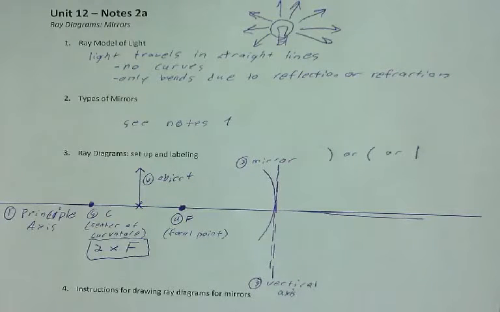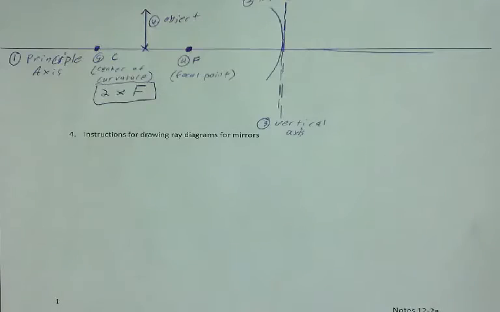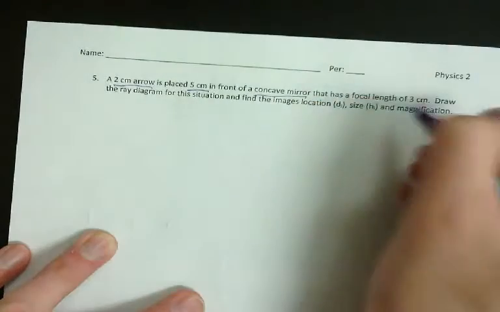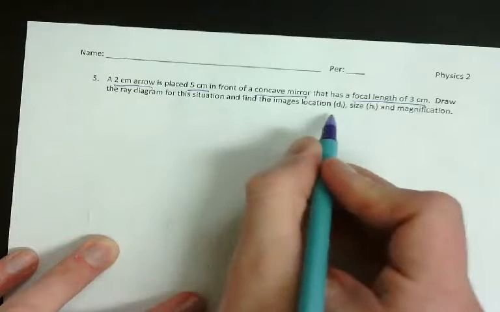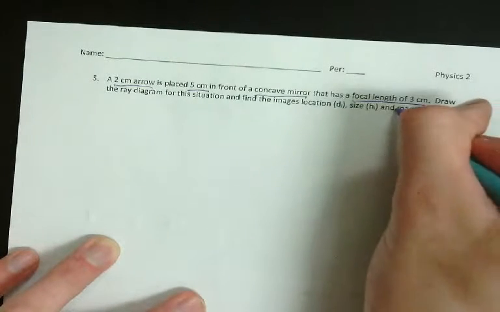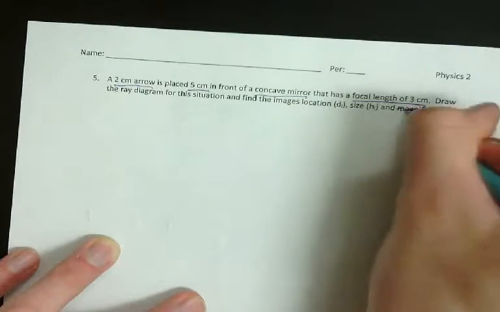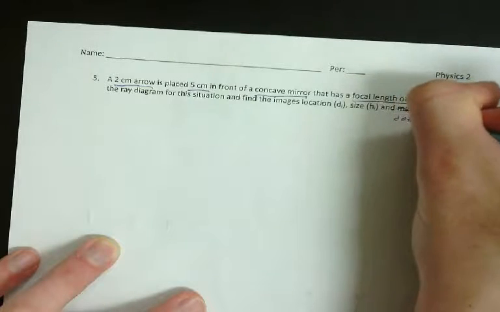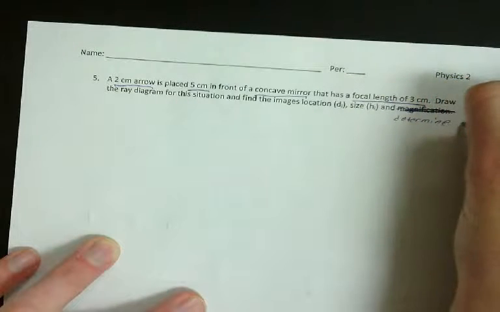All right. Let's do number 4. But in order to do number 4, I want to actually start on number 5. Number 5 says a 2 centimeter arrow is placed 5 centimeters in front of a concave mirror, which has a focal length of 3 centimeters. Draw the ray diagram, find the image's location, which is DI, find the size, which is HI, and instead of where it says and magnification, cross out magnification, and determine the type of image.